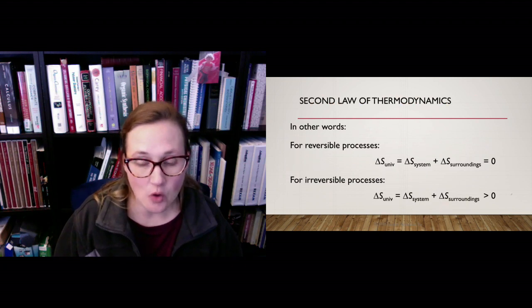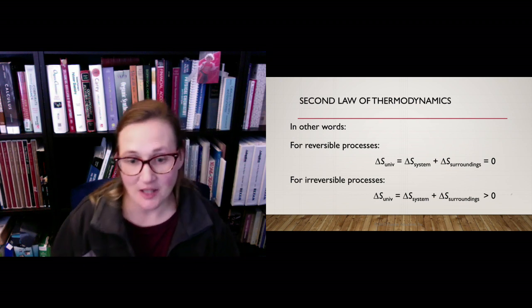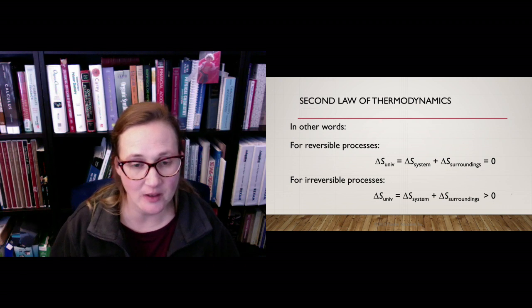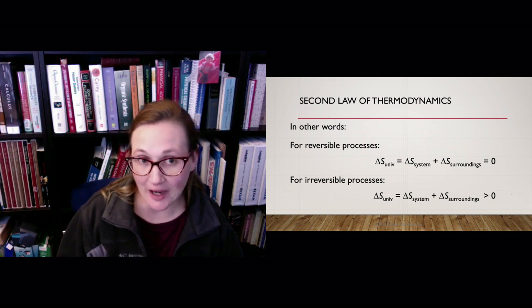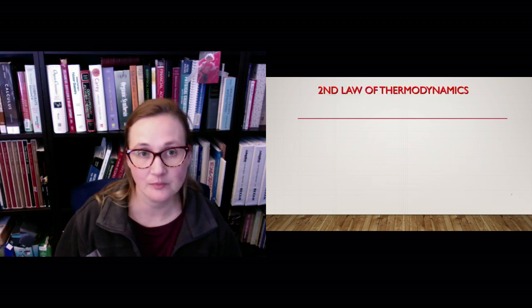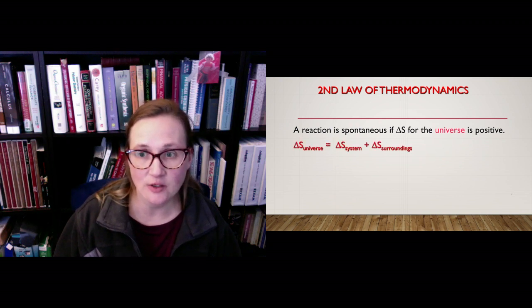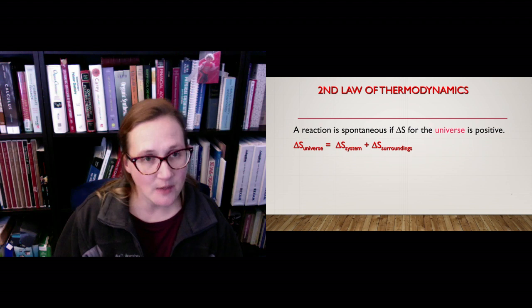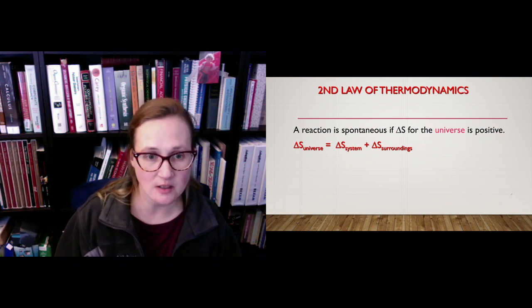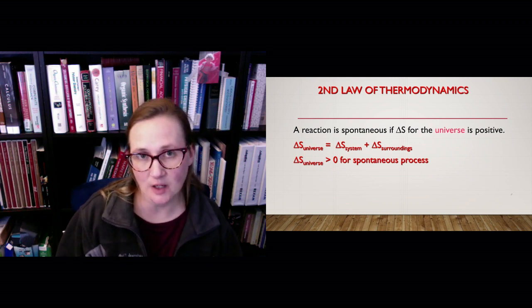Right? So for an irreversible process, meaning a spontaneous process, the entropy of the universe is greater than 0. If it's reversible, where it can go back and forth, the entropy is 0. All right, so for the second law of thermodynamics, the entropy of the universe must be positive. And to measure the entropy of the universe, we would take the system plus the surroundings. And if in the end the entropy of the universe is positive, then we can say that the process is spontaneous.